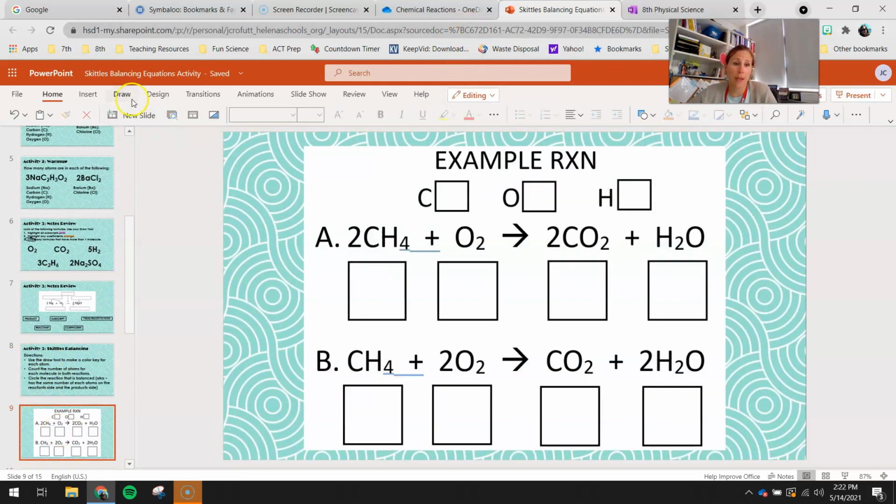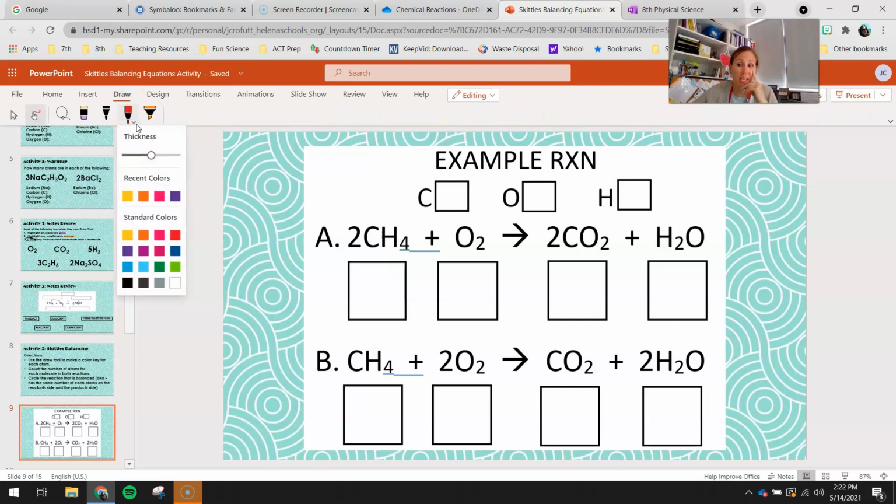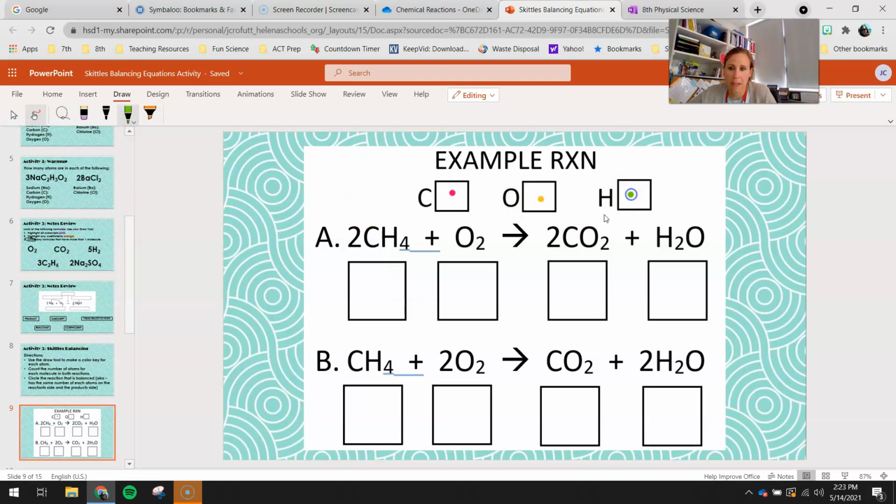All right, so here's your example that I'm going to do for you. Again, at this point, your computers should be facing front. I'm going to go ahead and grab a marker here, and I'm going to change the thickness of that marker so you guys can see my dots well. And then I'm going to choose colors. You can choose whatever colors you want when you do your 5 examples, but this is my example. So for carbon, I'm going to do pink. For oxygen, I'm going to do yellow. And for hydrogen, we'll say green. Okay?